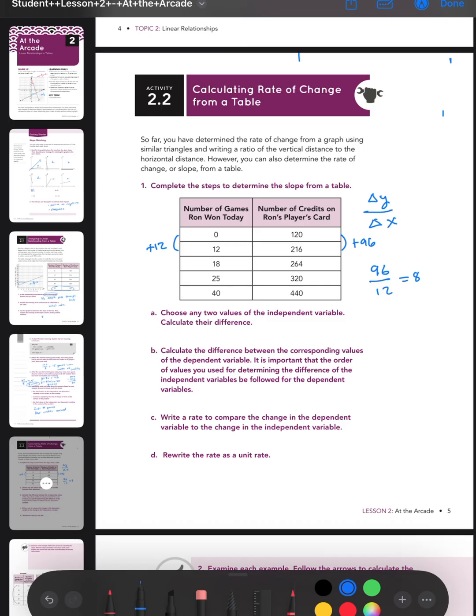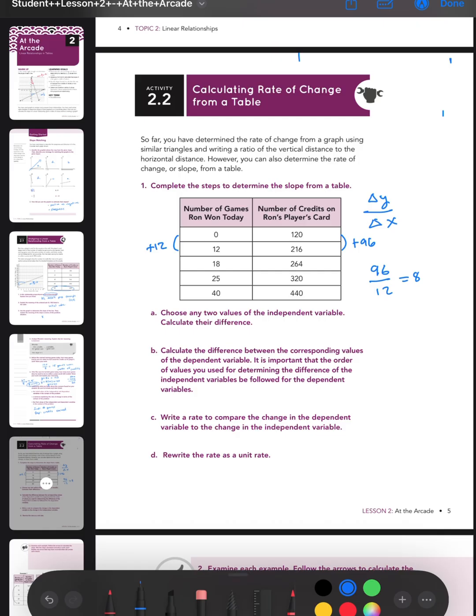Now, we should get the same value no matter which two rows of that table you choose. So choose which rows you want to work with. Usually I pick rows that have the smaller numbers. If I can avoid negatives or decimals, I always try to do that. Try to make it as simple as possible on yourself, because any two rows there should work.